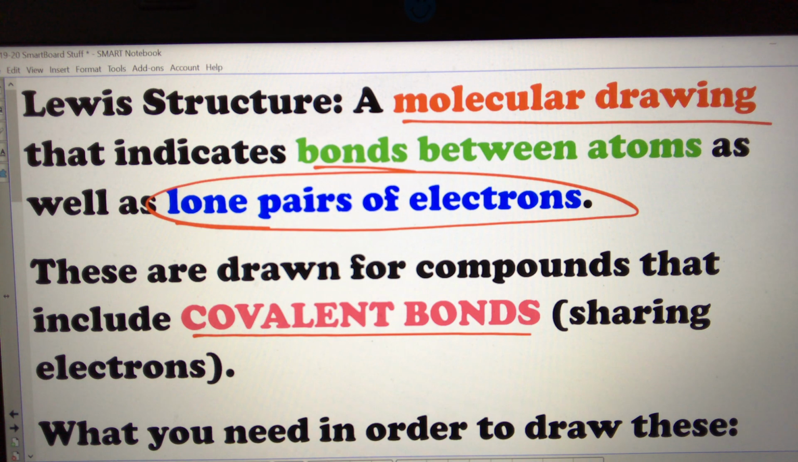If you remember from last week, we did these with ionic bonds, when we transferred electrons between some atoms and drew some arrows. What we're doing today are just covalently bonded compounds, so compounds with covalent bonds, sharing electrons.